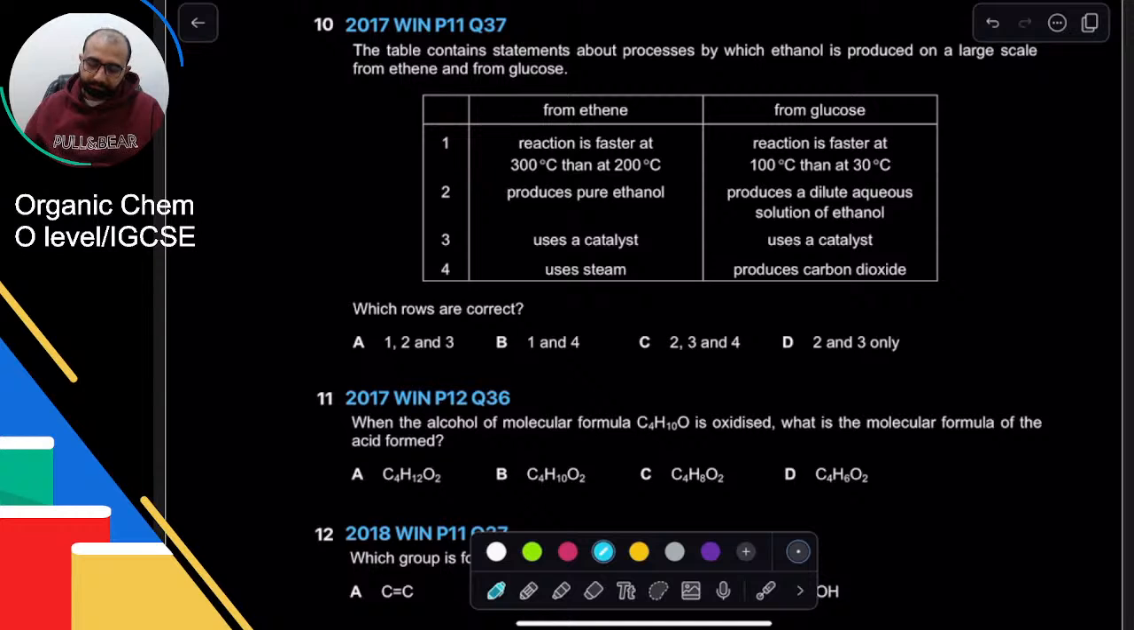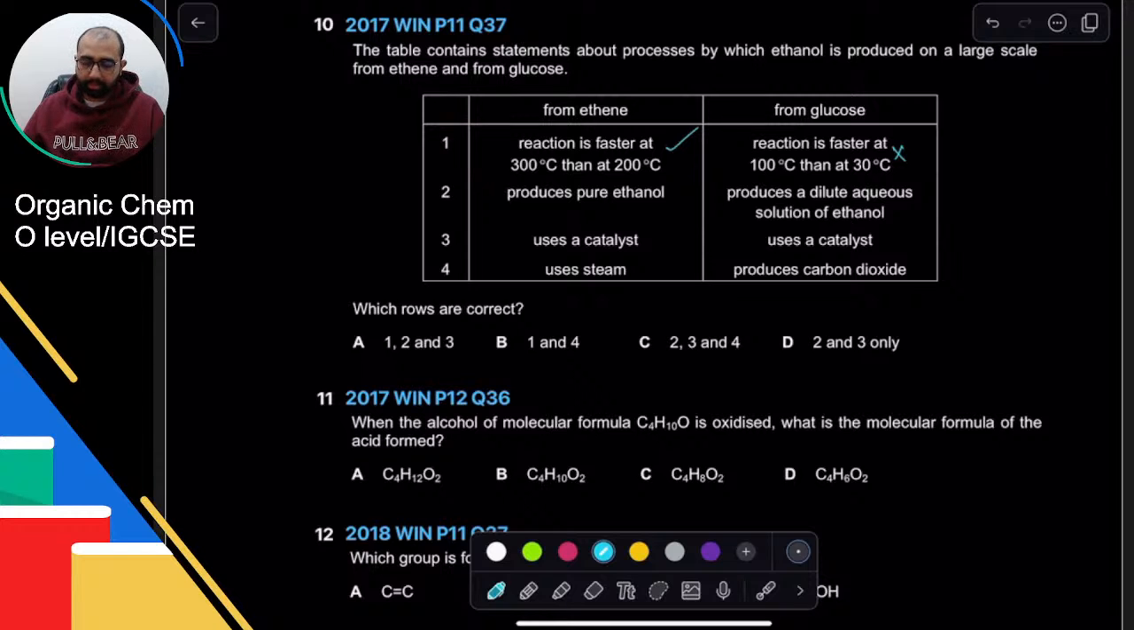So from ethene, the reaction is faster at 300 degrees Celsius than at 200 degrees Celsius. This statement is fine. From glucose, the reaction is faster at 100 degrees Celsius than at 30. Sure, but that reaction won't even happen, so how can it be fast? So this statement is wrong, and the other is fine. The reaction will be faster, but it won't be the reaction you're looking for.